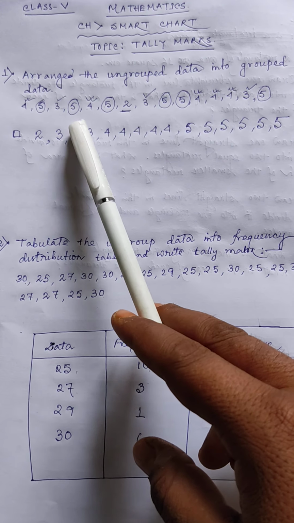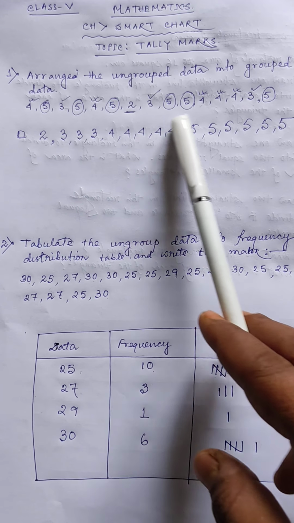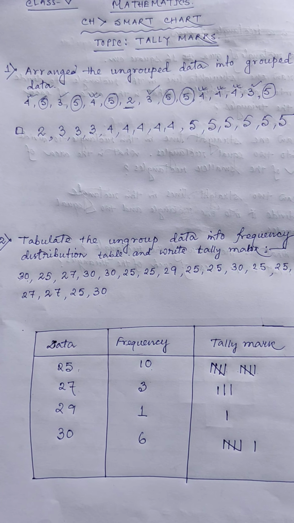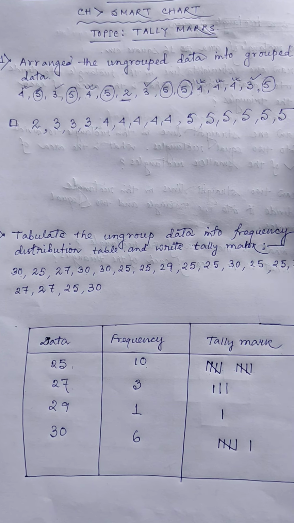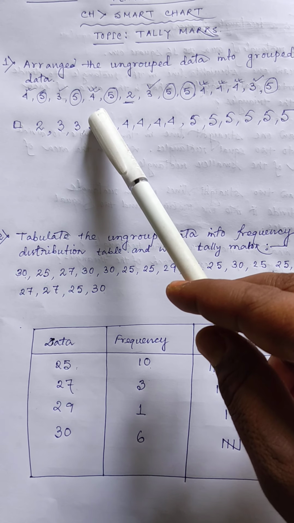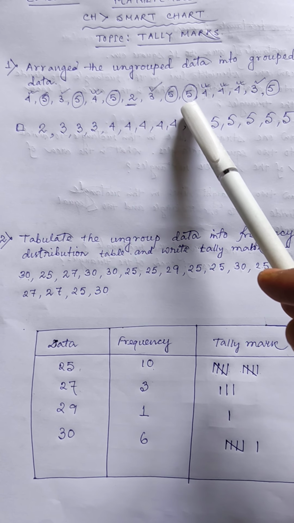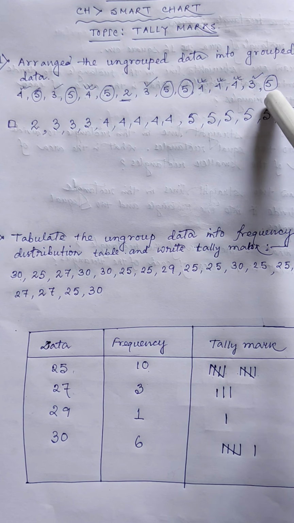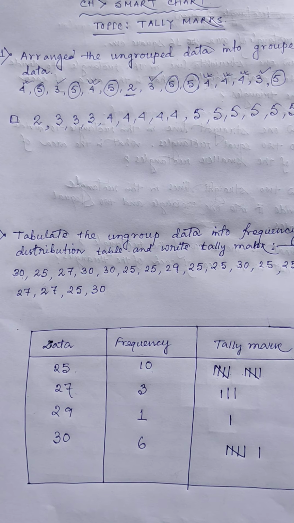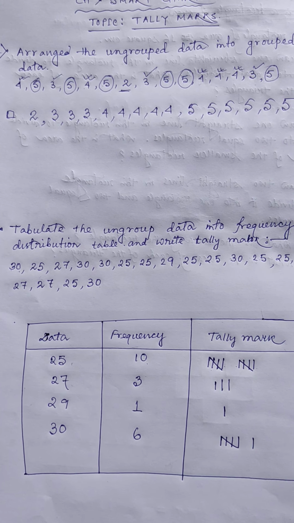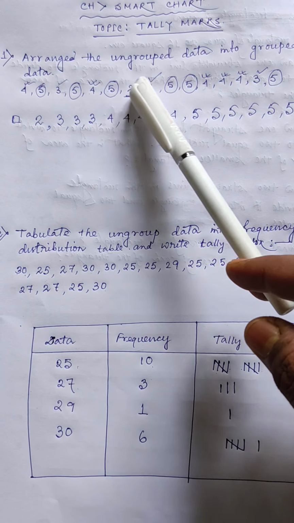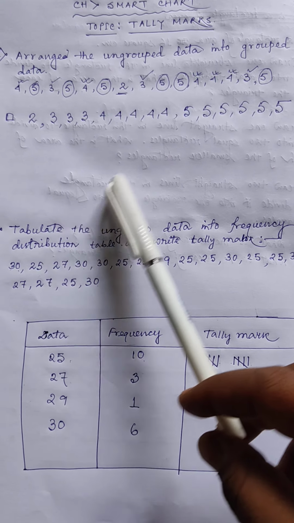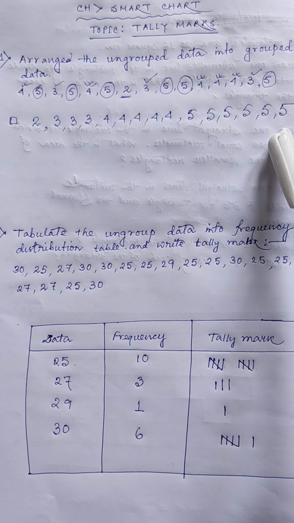You can see here I have taken some data randomly, meaning there is no arrangement. 4 5 3 5 4 5 2 3 5 5 4 4 4 3 5. So you can see there is no arrangement. The instruction here is to arrange the ungrouped data into group data. So we have to arrange them in group data.